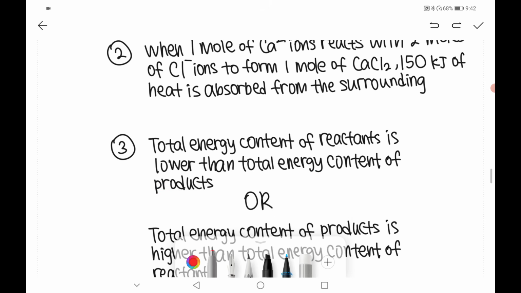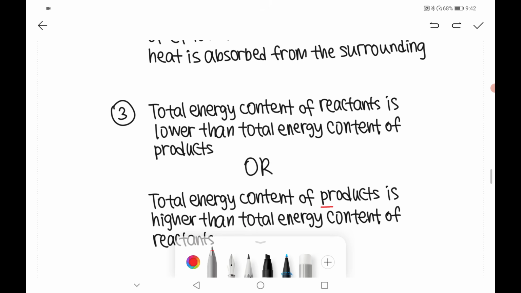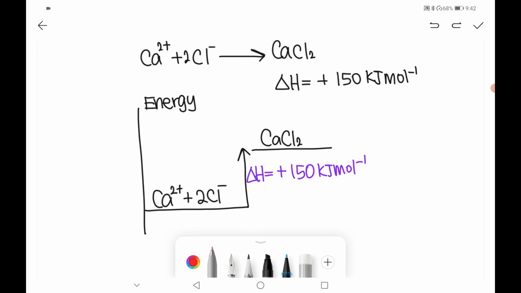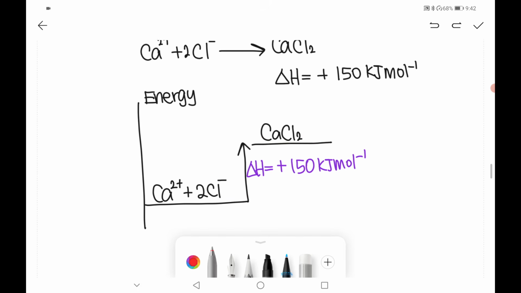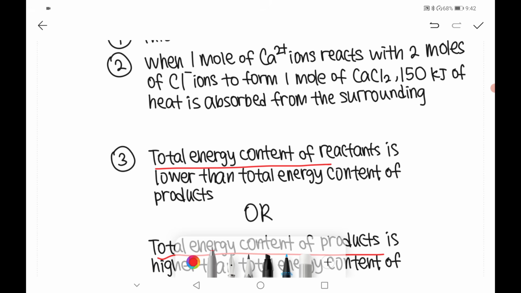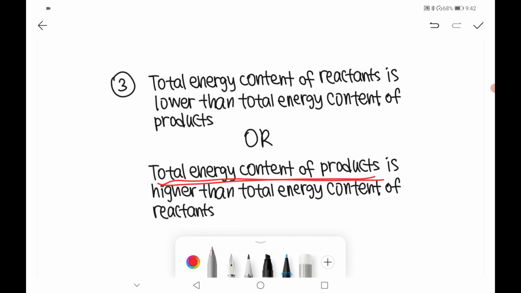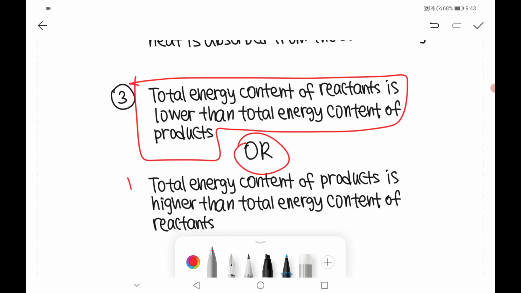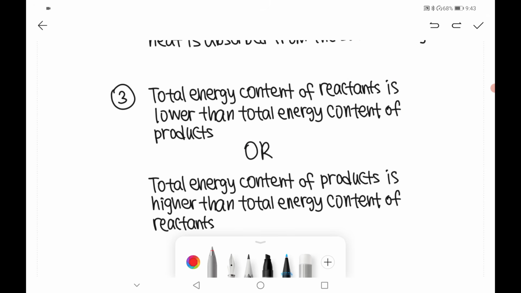If you don't want to do this, you can go the other way around. You can write product first. Total energy of product. So you see, this is product. Total energy content of product is higher than the total energy content of reactant. So you just need to write one of them. You can write this one or you can write this one. You don't need to write both.